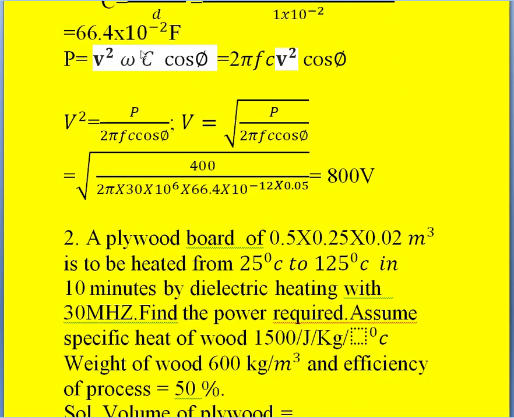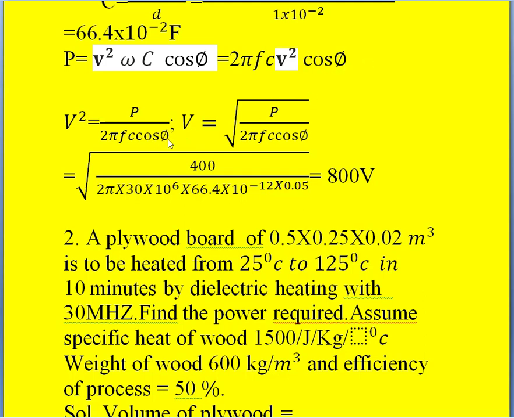And we know the power loss in the dielectric material, P is equal to V square omega C into cos phi, that is equal to 2 pi f C V square cos phi, where we are replacing omega with 2 pi f. So from this we can rewrite the equation: V square is equal to P divided by 2 pi f C cos phi. That's what we have written here.